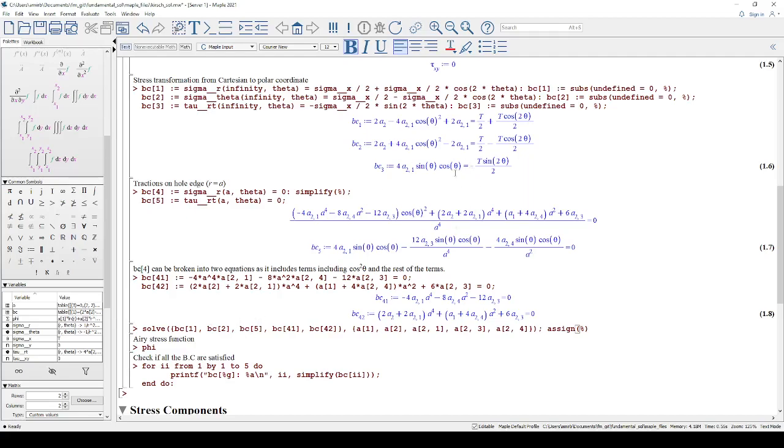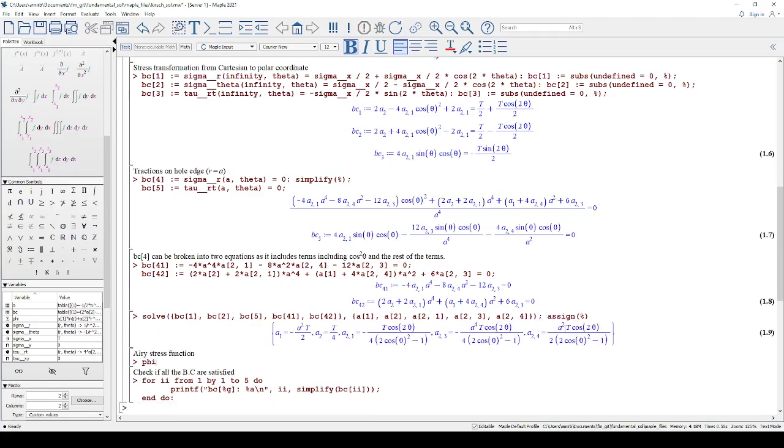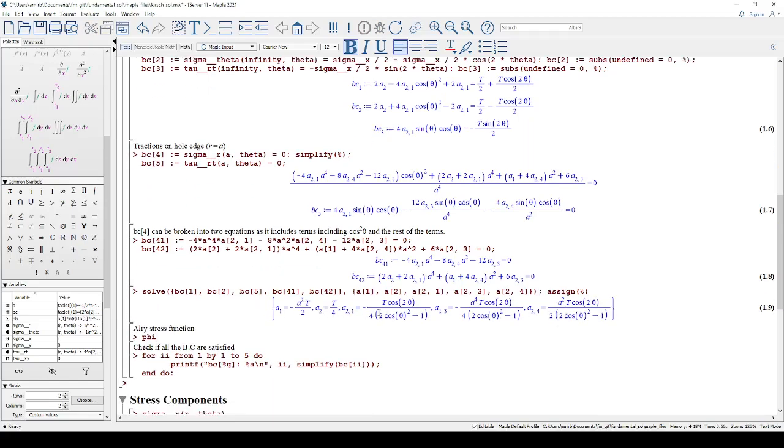Maybe I also get a 2.1 from here, because this is 2a21 sine 2 theta equal to minus t divided by 2 sine 2 theta. So I can get rid of this sine 2 theta and find a 2.1 here. So I have BC1, BC2. I actually use BC5, BC4.1, and BC4.2, and I solve for the rest of the unknown coefficients in the Airy stress function, and I also assign them. So I will have these equations, these constants here.